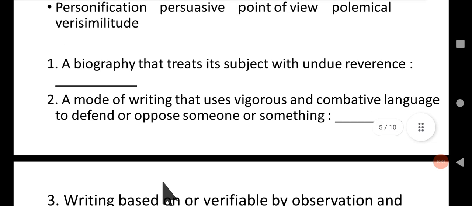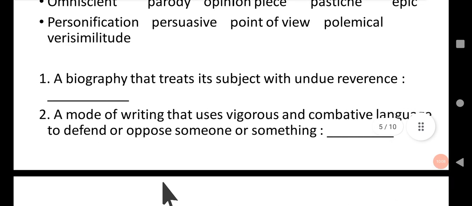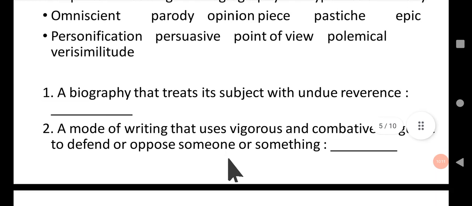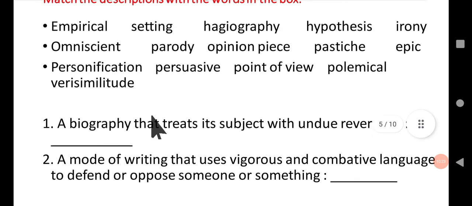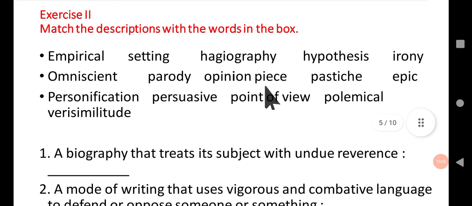Look at this one. A biography that treats its subjects with undue reverence. What is it called? Reverence means respect or high reverence, that means complete respect that we give. Which biography is called in such a way? That is called hagiography. So the first one is the third option here.